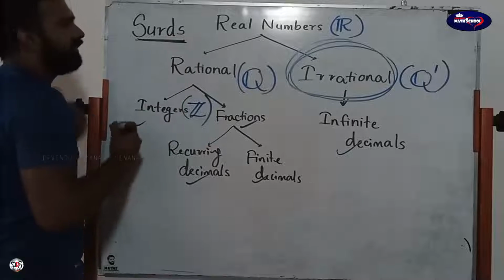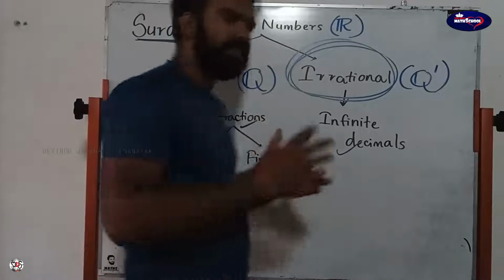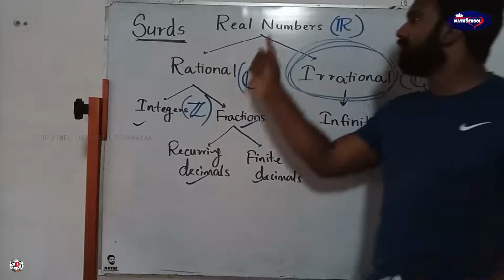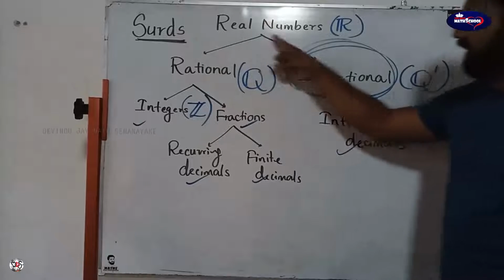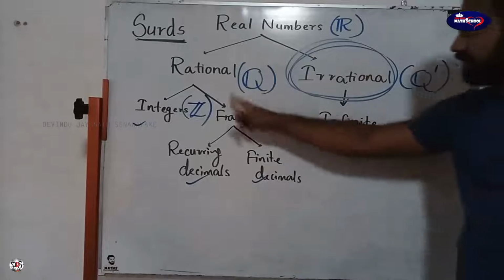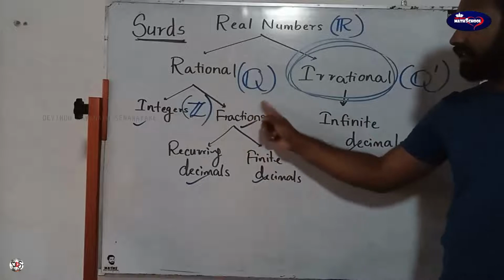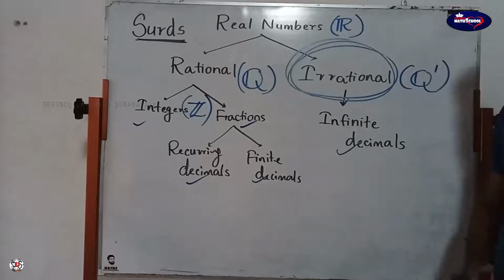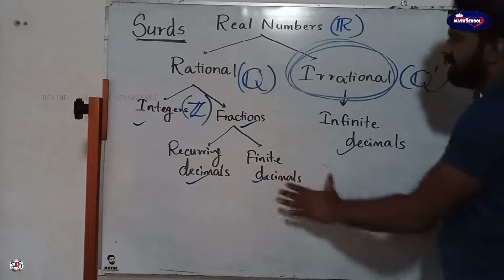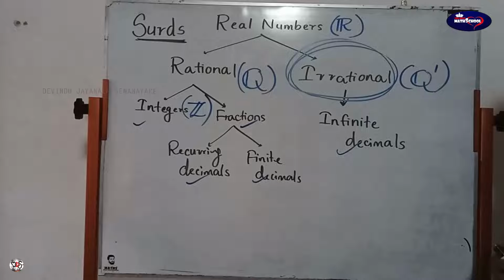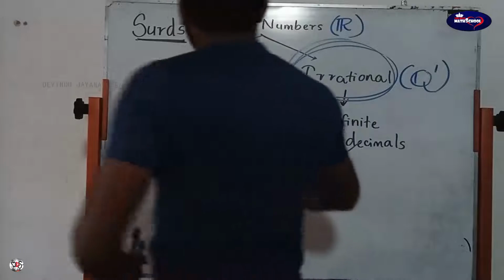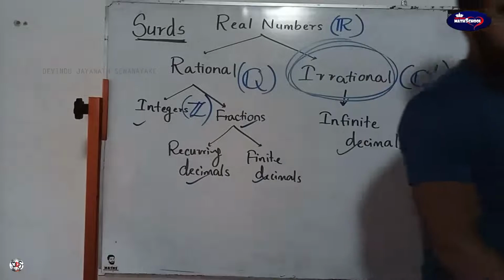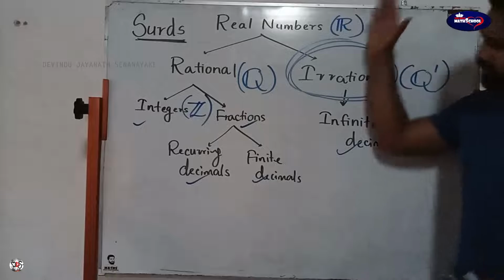Before we start the surds, please take this diagram. It is in your tutorial. Keep the tutorial aside, and in your writing book write down real numbers and divide it into rational and irrational, rational into integers and fractions, fractions into recurring and finite, and irrational you can take as infinite decimals. After taking this diagram, write down the topic as surds. Today's topic is based on surds. Take it quickly.